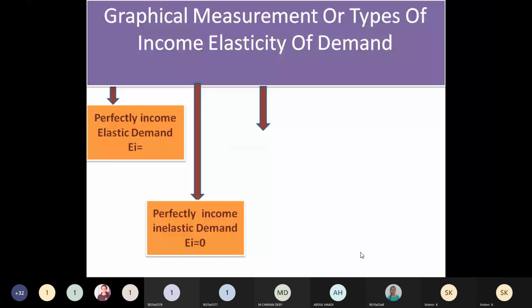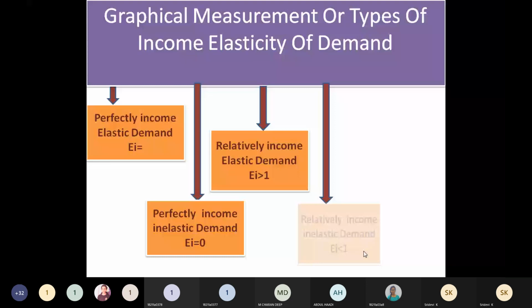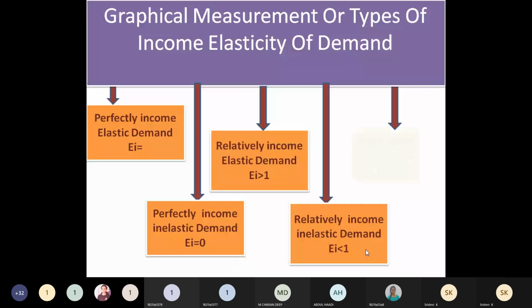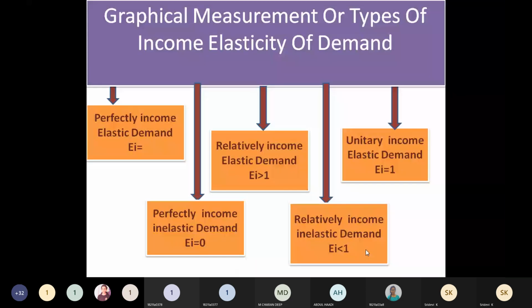Relatively income elastic demand and relatively income inelastic demand, and unitary income elastic demand. So the same graphs you are going to use, but instead of price, you replace it with income. On the y-axis, you have shown the price of the product, no? You change it to income of the consumer on the y-axis. And the remaining graphs are the same, you can use here. This has been changed.